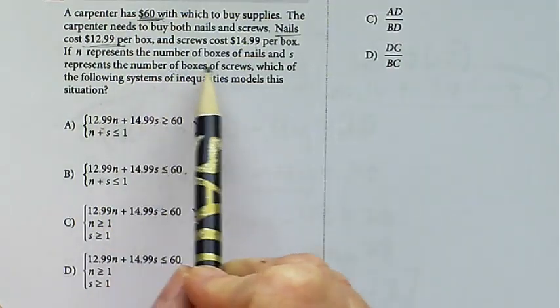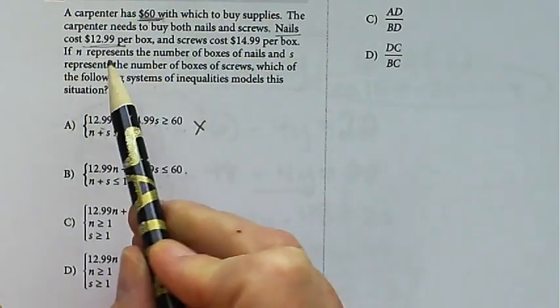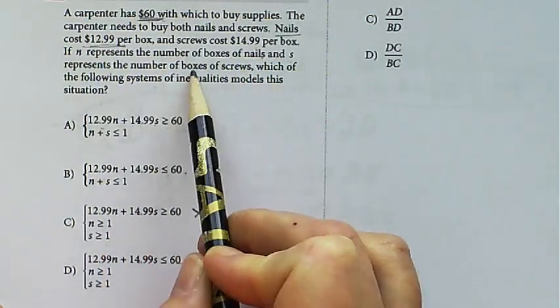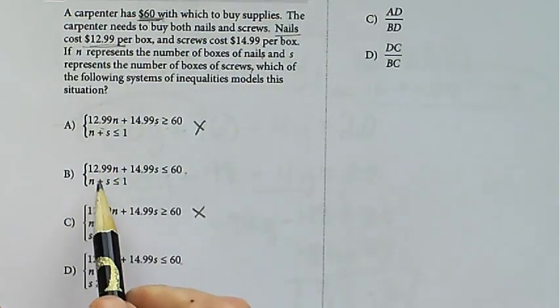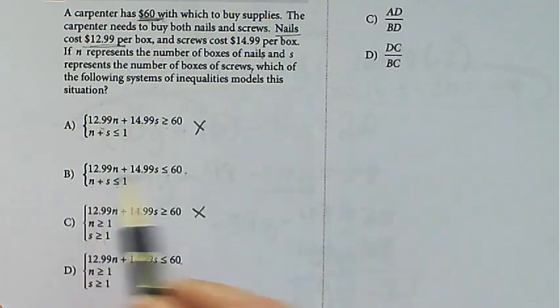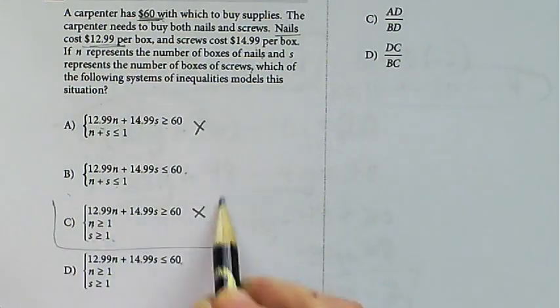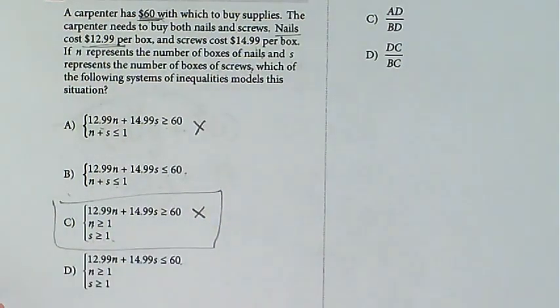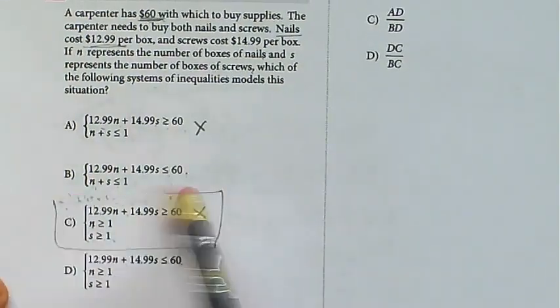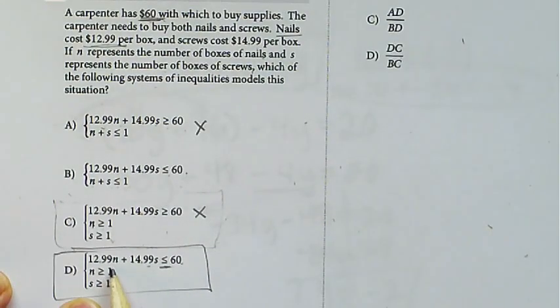N is the number of boxes of nails, S is the number of boxes of screws, then he's not going to buy less than one box for the number of boxes of nails and screws together. The number of boxes of nails has got to be bigger than or equal to 1. The number of boxes of screws has got to be bigger than or equal to 1. So that would be C. Oh wait, less than, sorry. Oops. The one that says less than 60, this one. So number of boxes of, there we go.